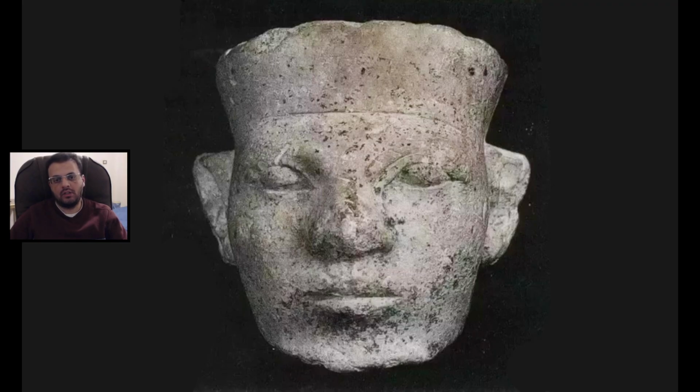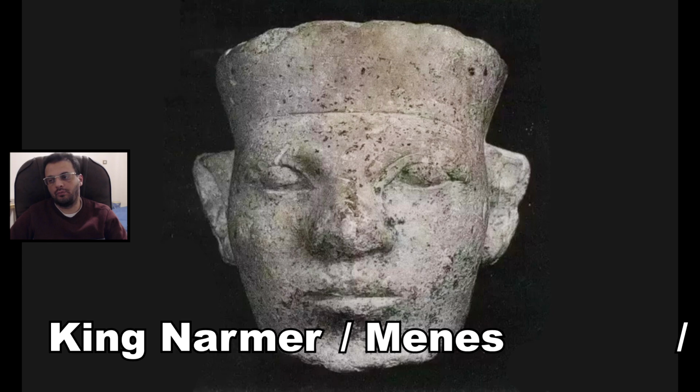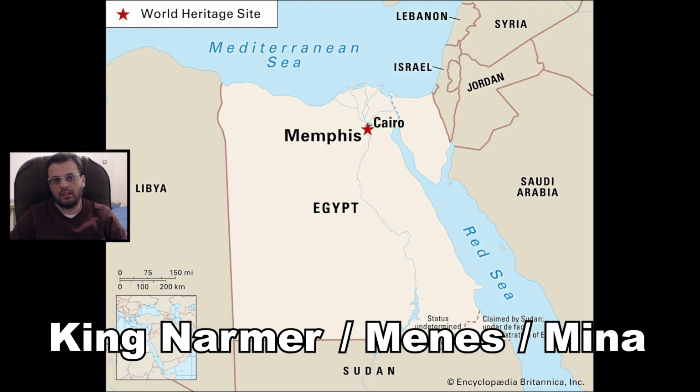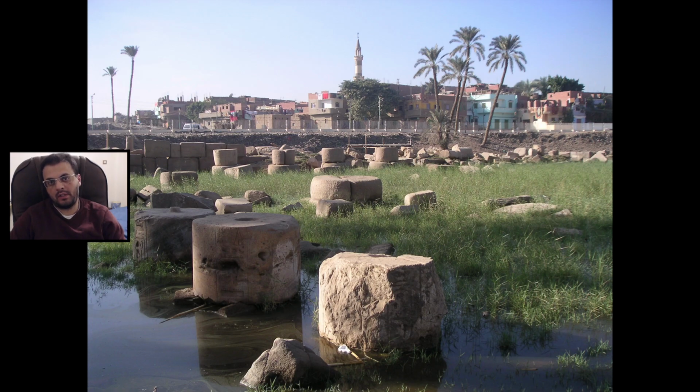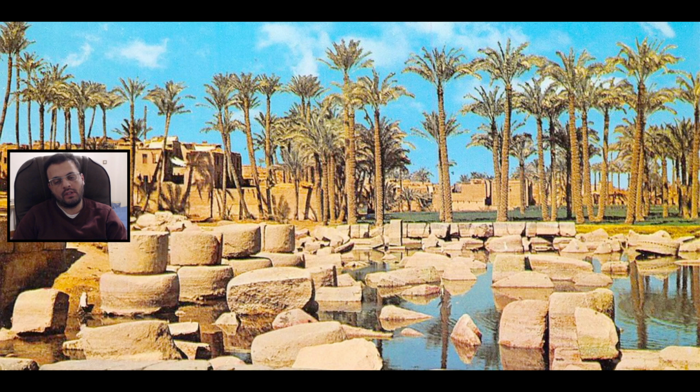Then came this guy, King Narmer or Menes or Mina, he has a bunch of names. He unified Egypt, combining both Upper and Lower Egypt, and established the capital in Memphis, which marks the start of the first dynasty. This is Memphis now, by the way, or what remains of it. It's located near Cairo. Its ruins right now can be found near the town of Mitrahina, so yeah, you can go check it out if you live in Egypt.